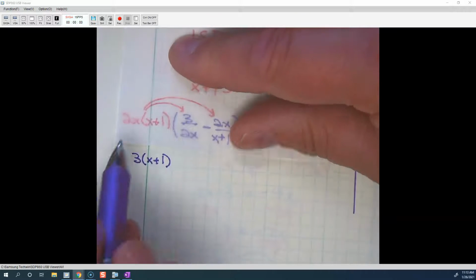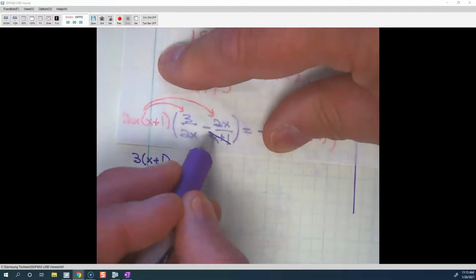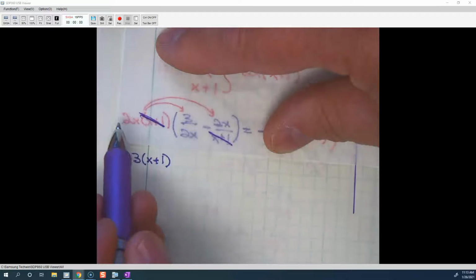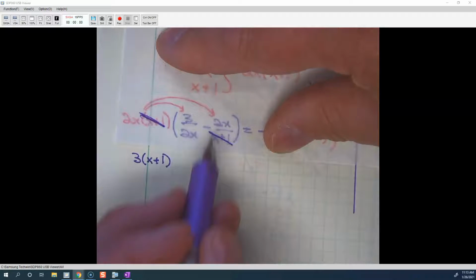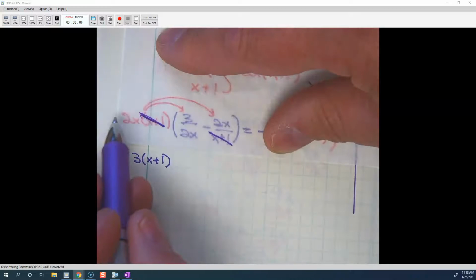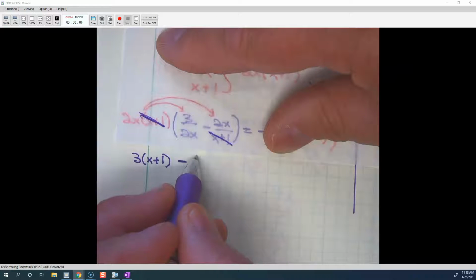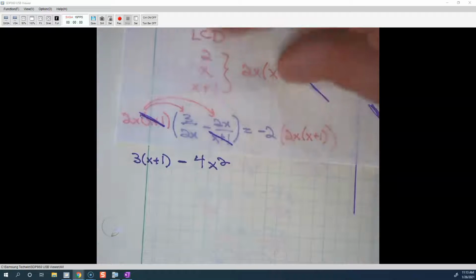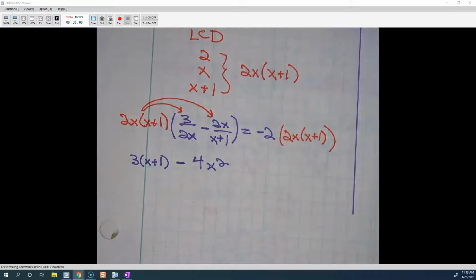Now I'm going to take the second term and multiply it by this 2x times x plus 1. In this case, the x plus 1s are going to cancel, and I'm going to be left with 2x times negative 2x, or negative 2x times 2x, doesn't matter. So that would be negative 4x squared. All right, so now no fractions.